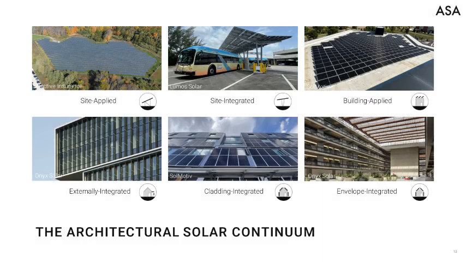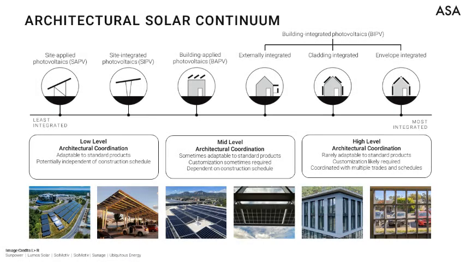The architectural solar continuum includes 6 top-level categories: site-applied photovoltaics, site-integrated photovoltaics, building-applied photovoltaics, externally integrated BIPV, cladding integrated BIPV, and envelope integrated BIPV. The architectural solar continuum ranges from least to most integrated. As one progresses across the continuum and the level of solar integration increases, so does the level of architectural coordination.